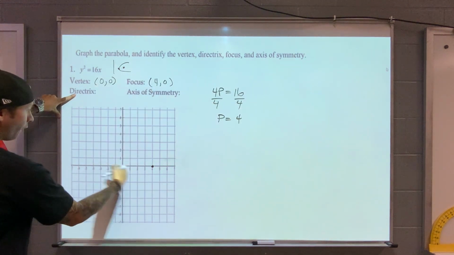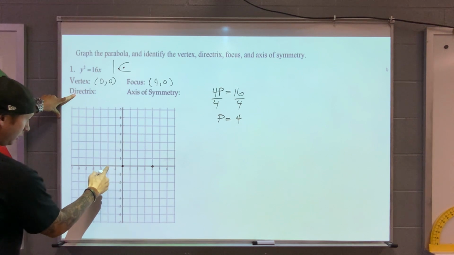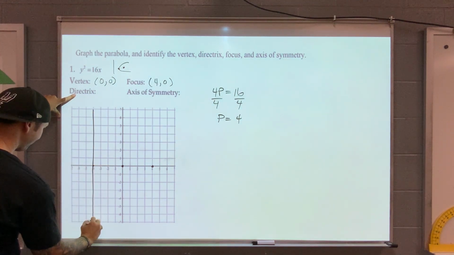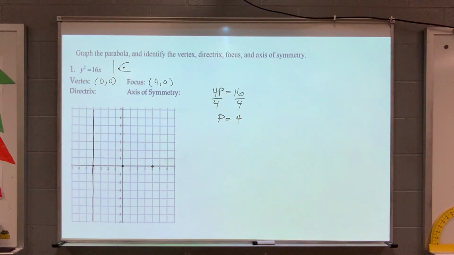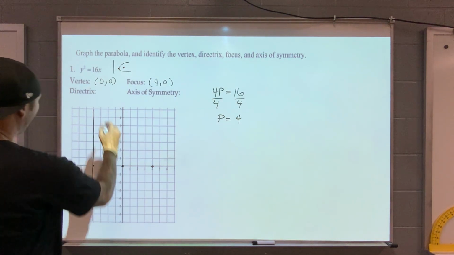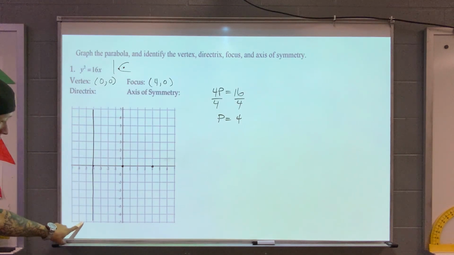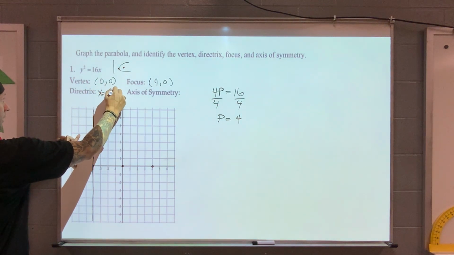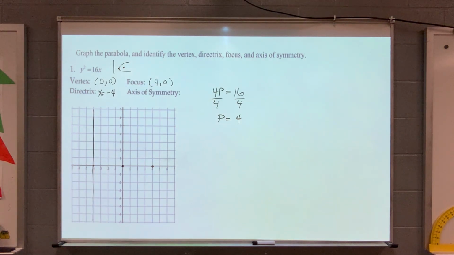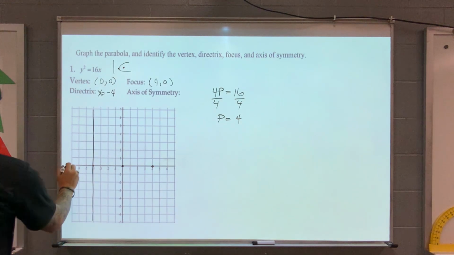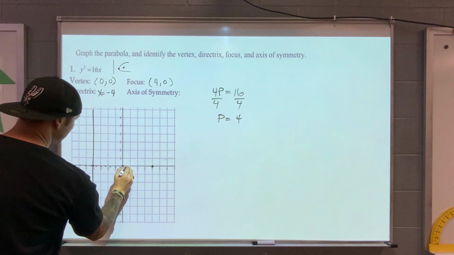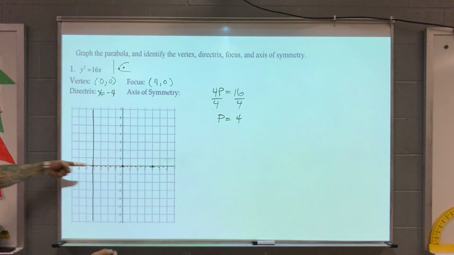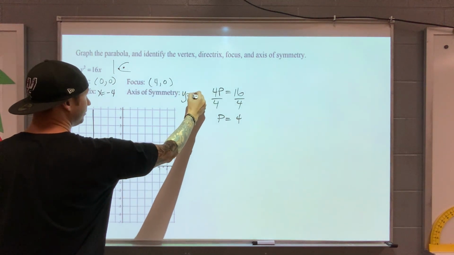Directrix, 4 units the other way: 1, 2, 3, 4. So here's the line. The directrix is a line. The last step, this is a vertical line, x equals -4. The axis of symmetry goes through the vertex and the focus, and that horizontal line is y equals 0.